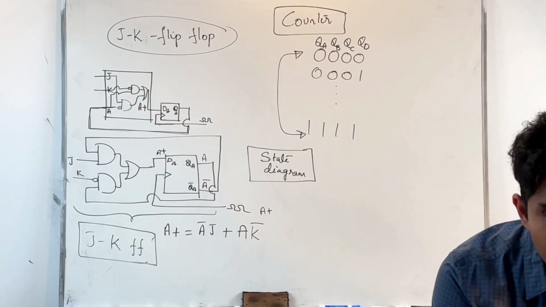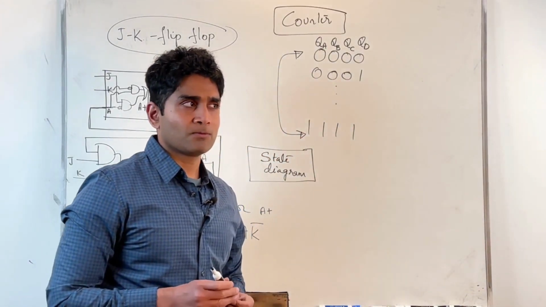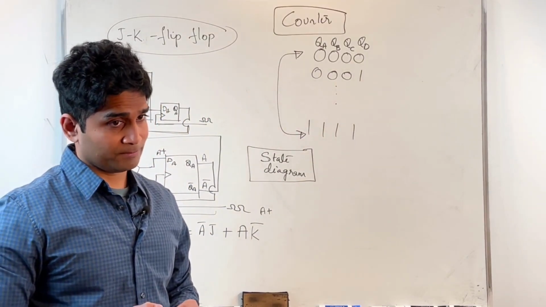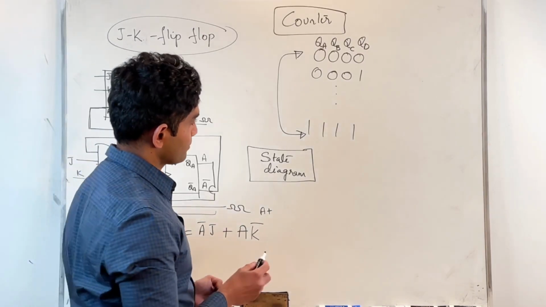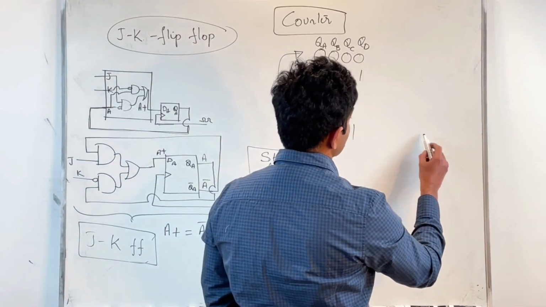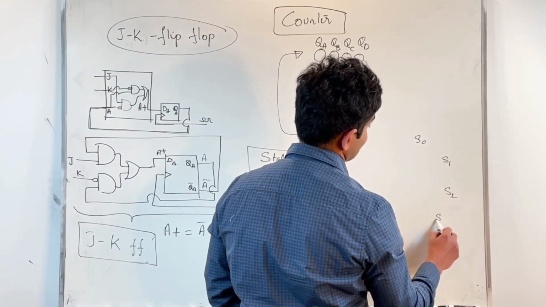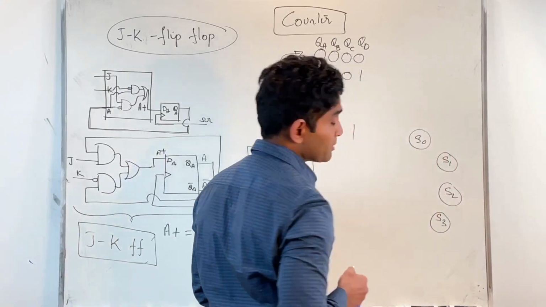Maybe four. Four states, you mean? Or four state variables? S0, S1, S2, S3. Oh, states, you mean? S0, S1, S2, S3. Okay. What should be the state transitions now?